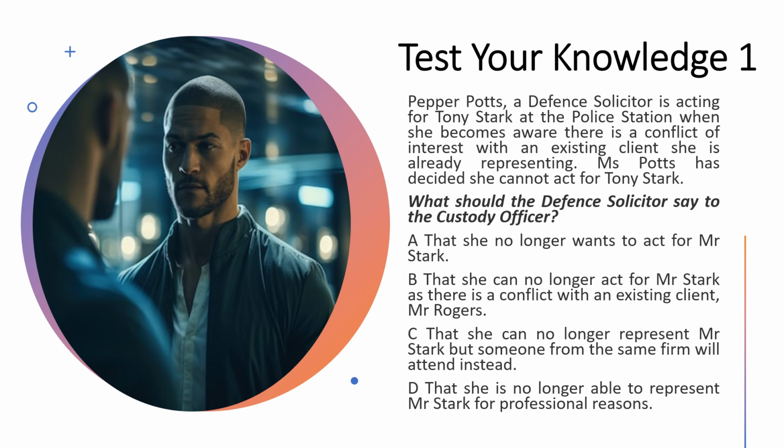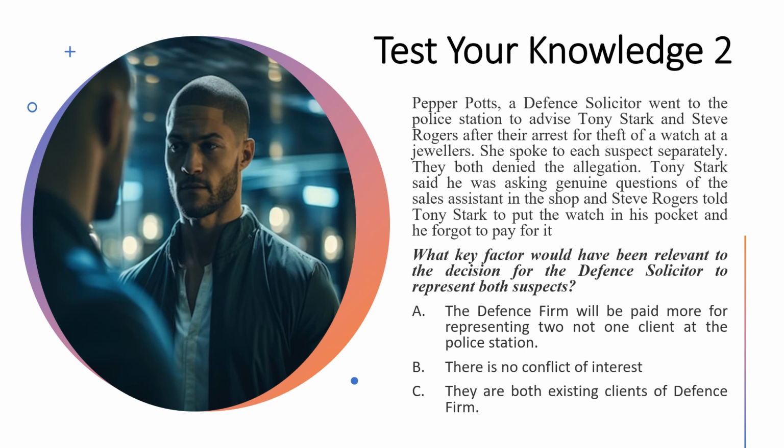A, that she no longer wants to act for Mr. Stark. B, that she can no longer act for Mr. Stark as there is a conflict with an existing client, Mr. Rogers. C, that she can no longer represent Mr. Stark, but someone from the same firm will attend instead. Or D, that she is no longer able to represent Mr. Stark for professional reasons.